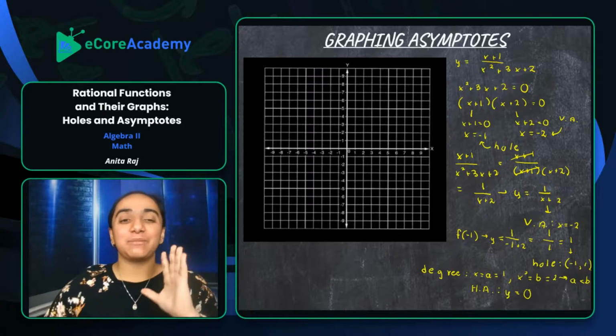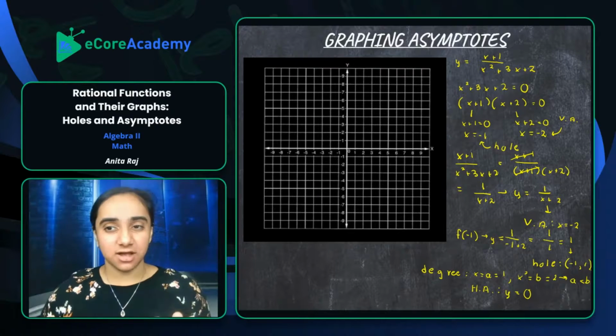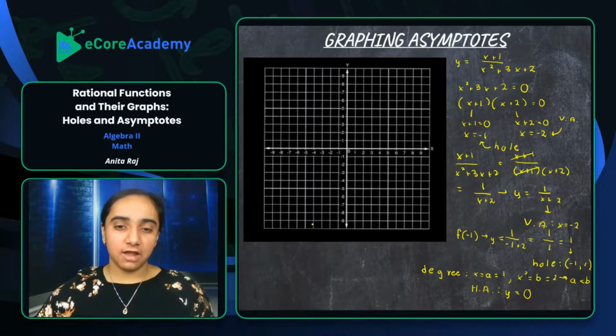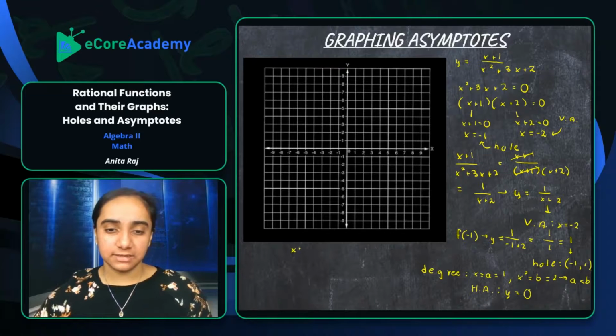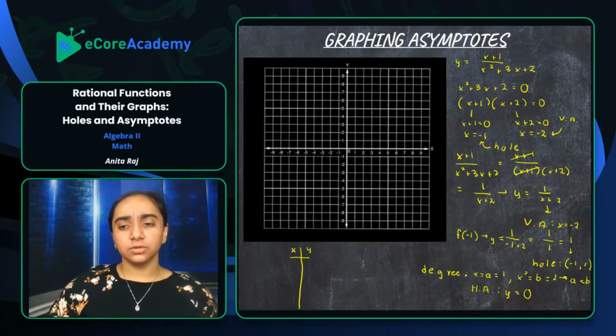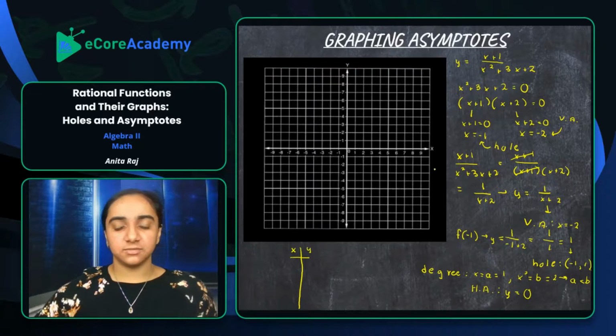So that's all the work and planning we did to determine where the discontinuities are. Now, to actually graph this, we're going to have to come up with a little xy table. We already know there's a horizontal asymptote at y equals 0.